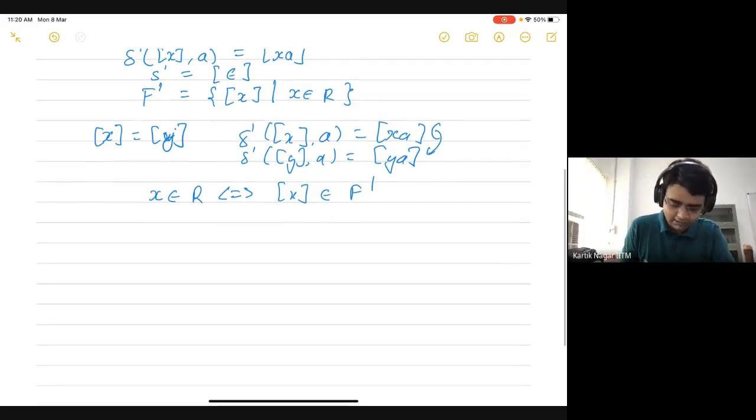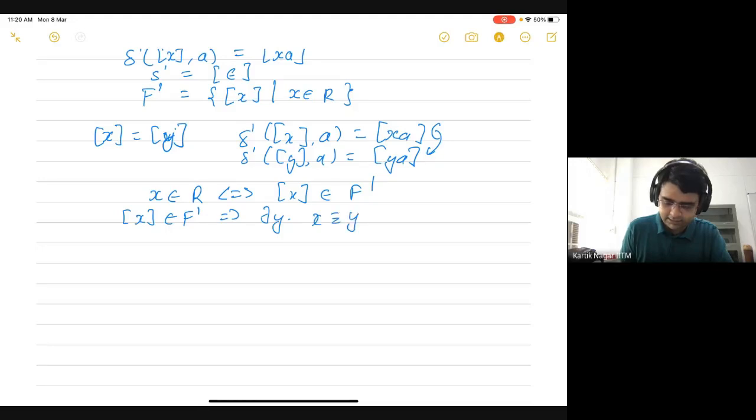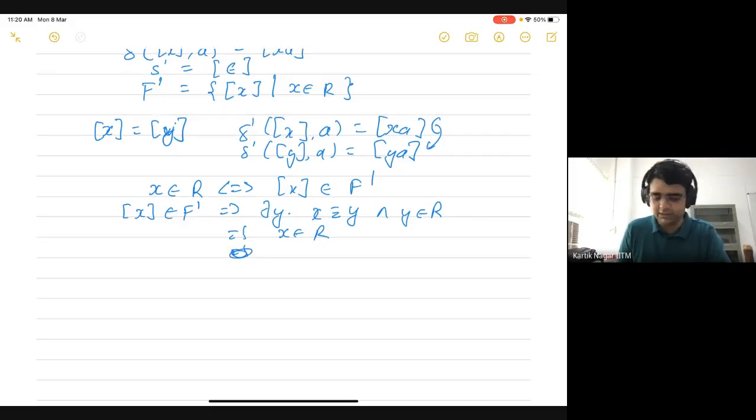That's correct. So let's say that the equivalence class of some X belongs to F prime. That would imply that there exists some string Y such that X is related to Y and Y belongs to R. But that would mean that X also belongs to R. And that in turn would mean, yeah, that's what we're trying to show. So because of the fact that it's a refinement of R.